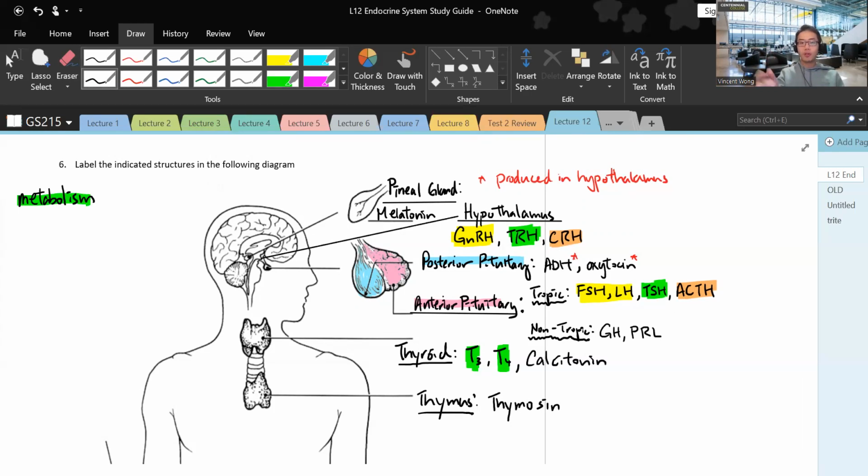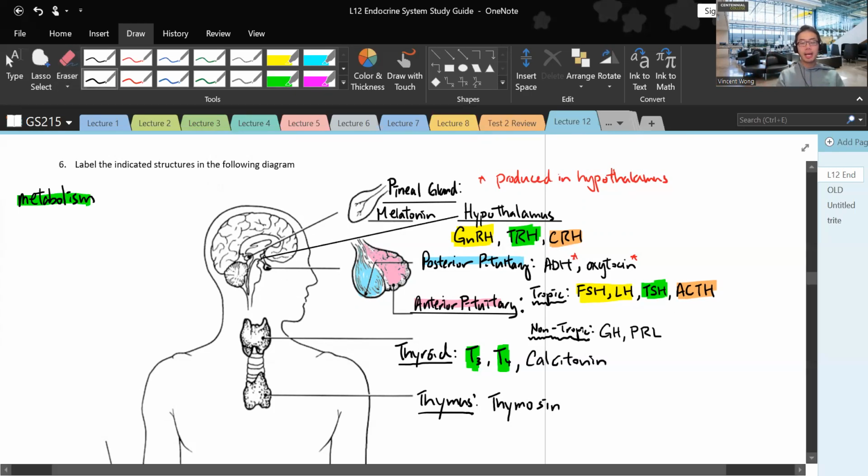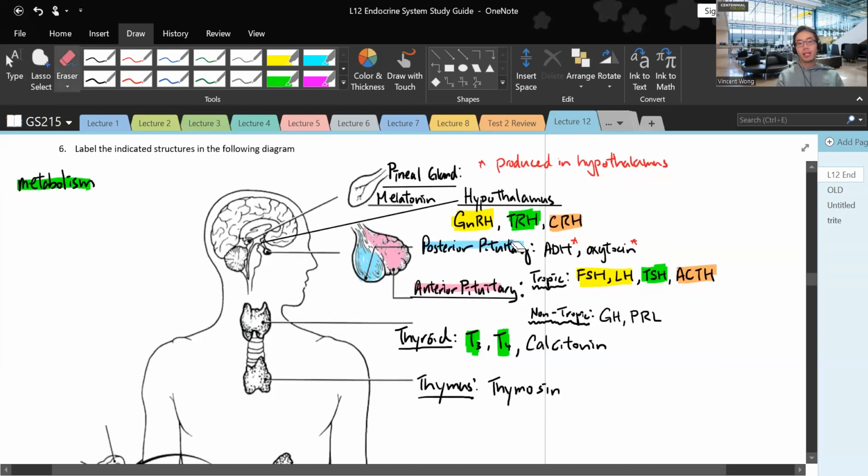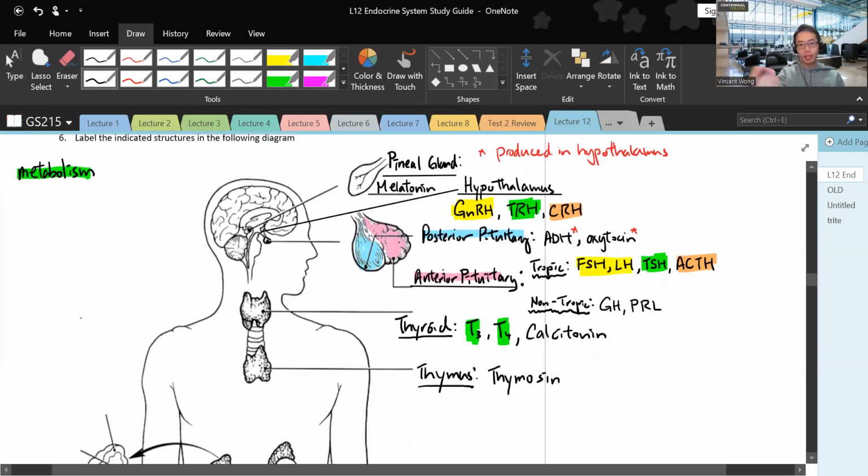So again, I wasn't joking when I told you to print this out and color code it and use it as a reference sheet for your final test, right? So that you can understand, right? This would be quite challenging to do in an in-person test, because you have to memorize all these hormones, but it's okay to have a reference sheet for the online final test.